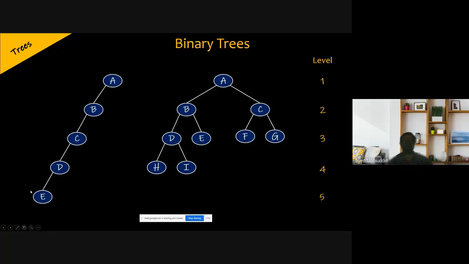Let us look at this tree, which has only left children. So here A is there, it has one child B, B has one child C, C has one child D, D has one child E, and E is a leaf node, it doesn't have any children. So is this a binary tree? Can anybody answer? Is this a binary tree? Just type it in the chat.